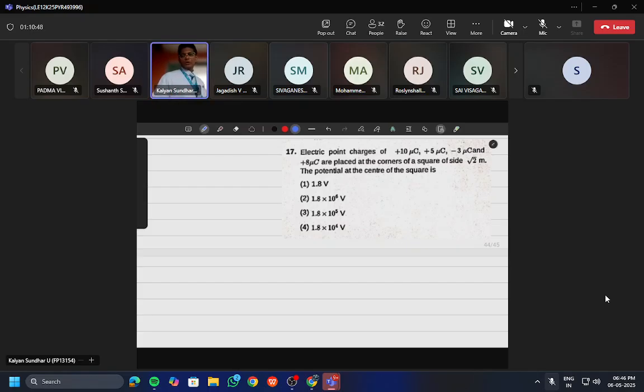So potential formula, you all know what? KQ by R. So you will be adding up. How much potential will be created at the center by these charges?